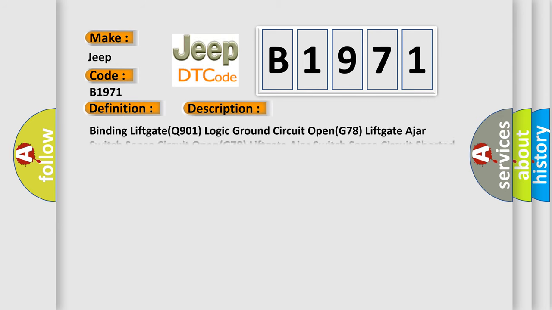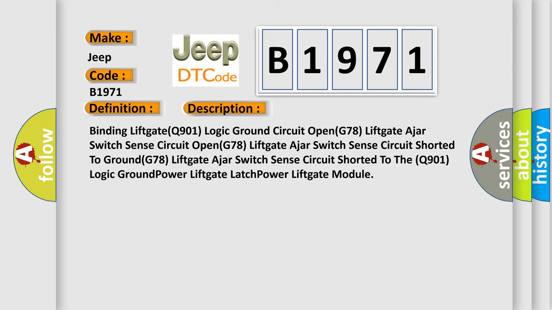And now this is a short description of this DTC code. Binding liftgate, Q901 logic ground circuit open, G78 liftgate ajar switch sense circuit open, G78 liftgate ajar switch sense circuit shorted to ground, G78 liftgate ajar switch sense circuit shorted to the Q901 logic ground, power liftgate latch, power liftgate module.